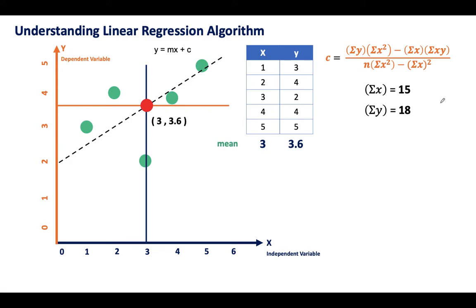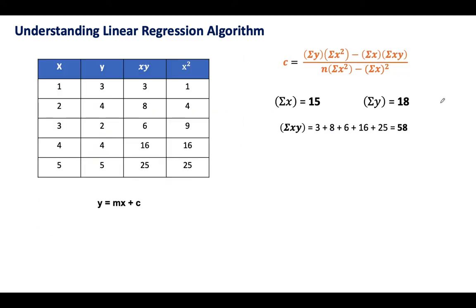Now the terms come for xy and x square. We'll expand our table, and xy will be 1 multiplied by 3, 2 by 4 is 8, 3 by 2 is 6, 4 by 4 is 16, 5 by 5 is 25, and so on. Similarly, x square will be 1, 4, 9, 16, and 25, obviously. What about x whole square, the summation of x whole square? What is summation of x? 15. And what will the whole square value be? It is going to be 225. So this is the one equation.